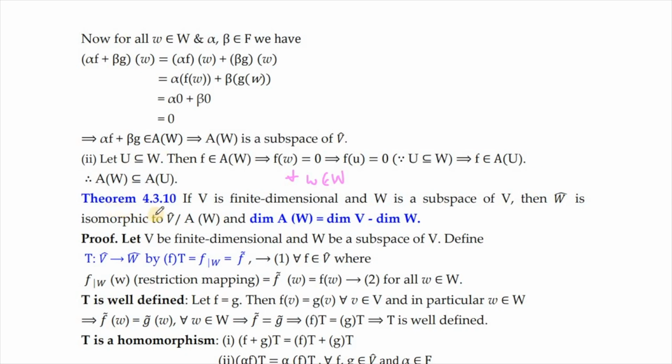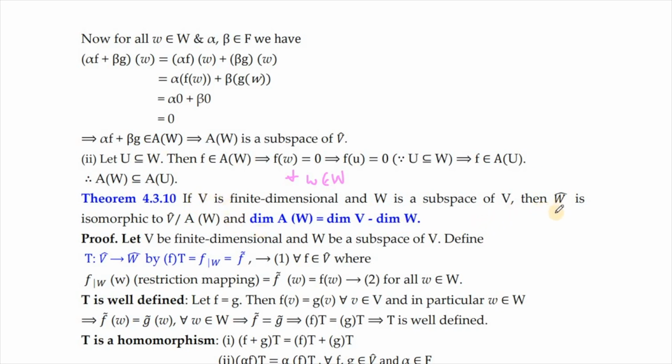Now this is the last theorem of the section. If V is finite dimensional and W is a subspace of V, then W cap is isomorphic to V cap over A(W). Actually, we will be showing that V cap over A(W) is isomorphic to W cap. And we have to show even that the dimension of A(W) is the dimension of V minus the dimension of W. Right, two parts are to be established.